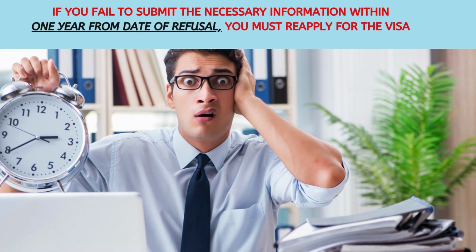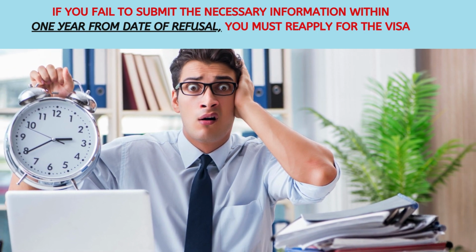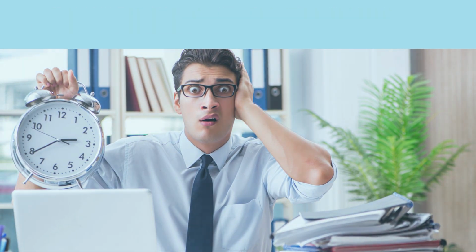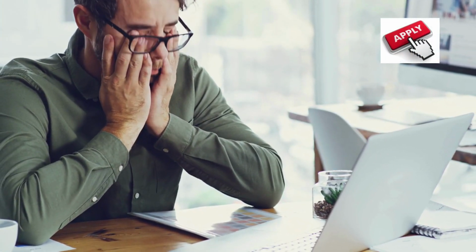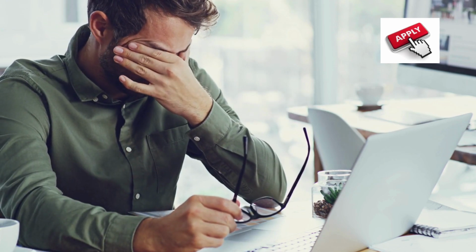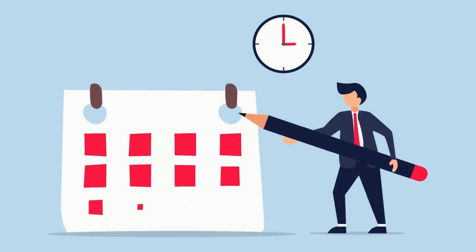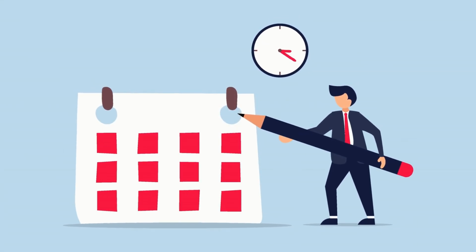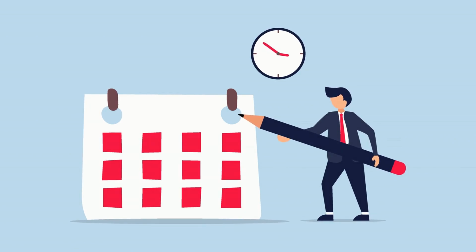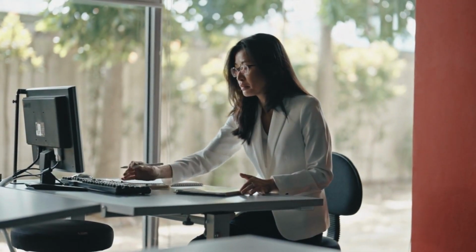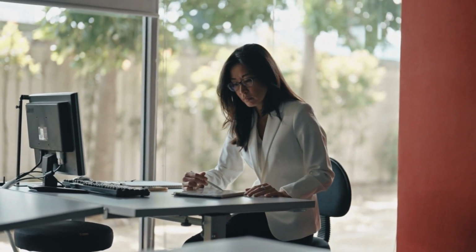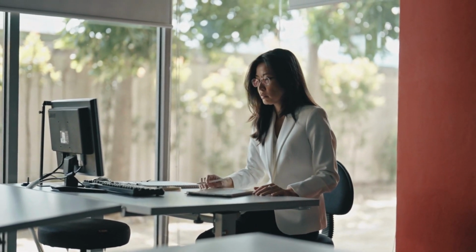However, if you fail to submit the necessary information within 1 year for an incomplete application, then you must reapply for the visa and pay a new application fee. Therefore, it is important to keep track of the specified timelines and follow the instructions provided in the refusal letter, and make sure that you submit the documents that have been asked for as soon as possible.